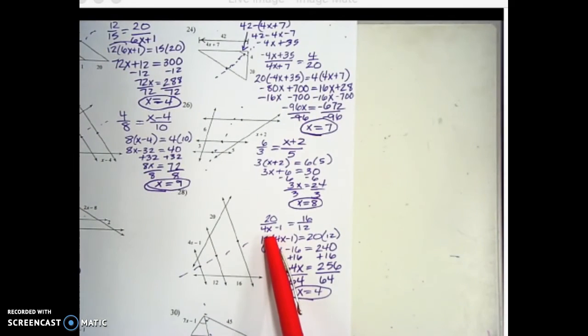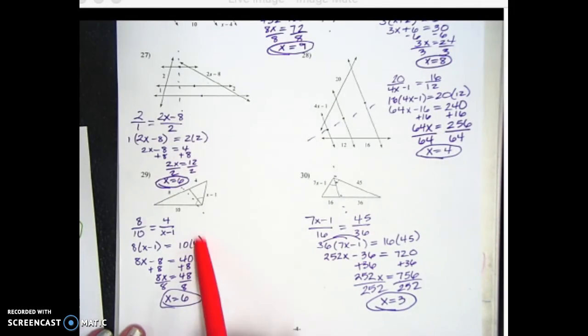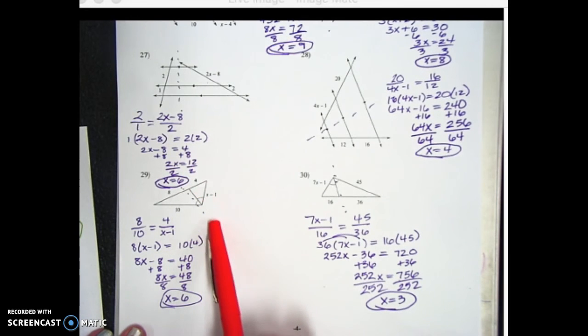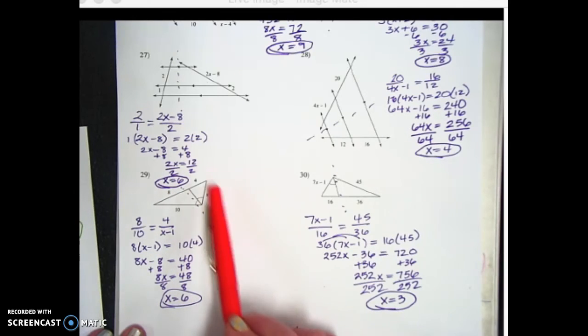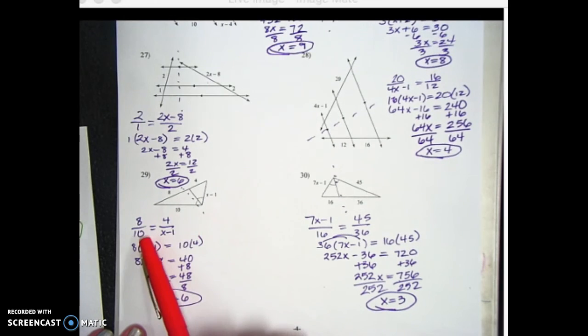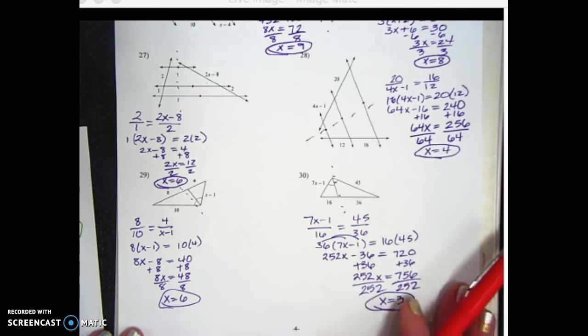Draw an imaginary line on number 28. So I did, this is my left side, this is my right side, set up my proportion, do the cross product. On the left, you need to distribute, then add 16 to both sides and divide both sides by 64. That gets you x equals 4. Number 29. This one is the angle bisector one. So I drew an imaginary line right down the middle, and then did the bottom to the side, the bottom to the side, set it up in my proportion, did the cross product, distributed on the left, add 8 to both sides, divide both sides by 8, and got x equals 6.